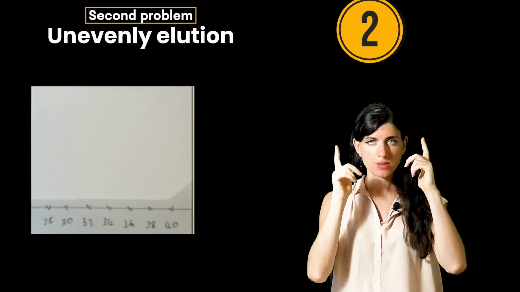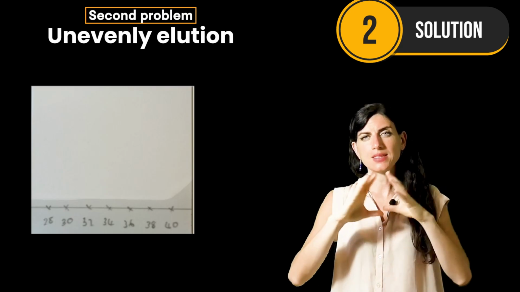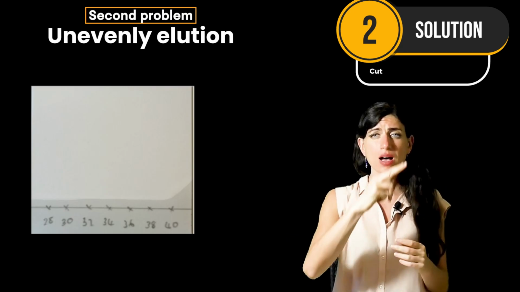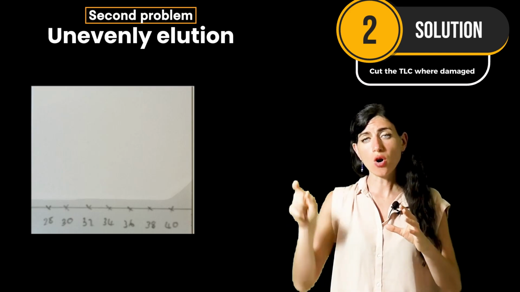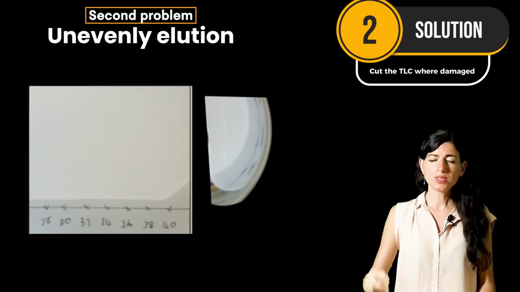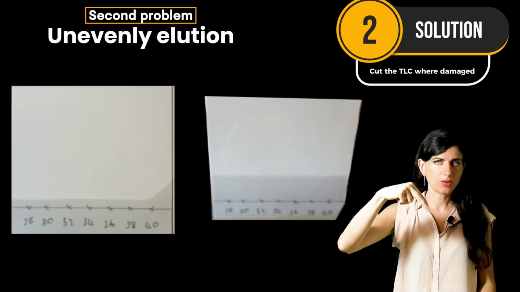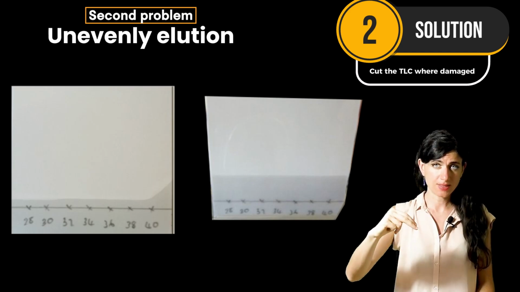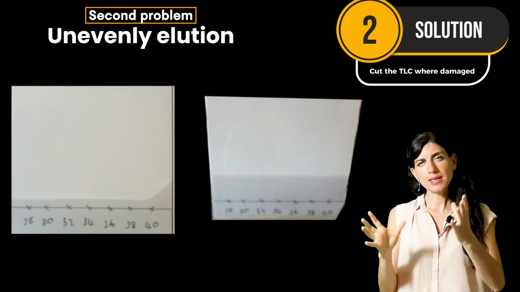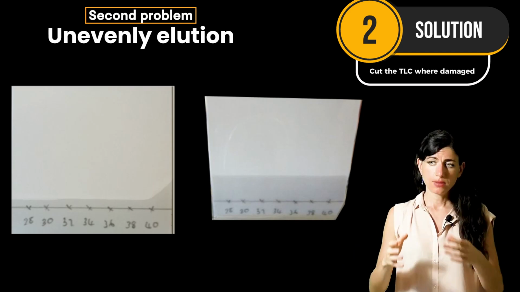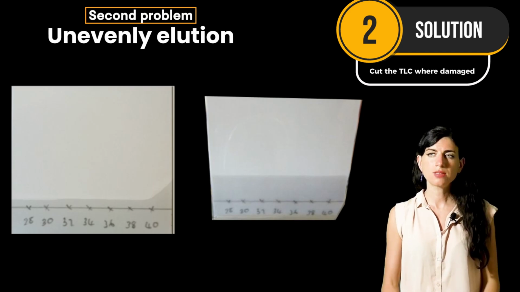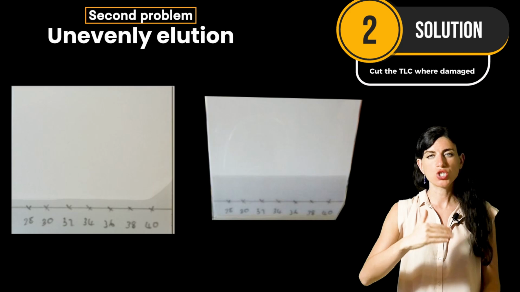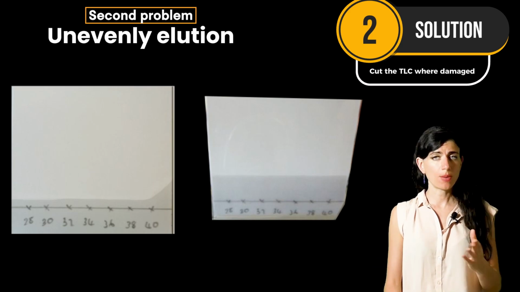You need to be smart. As soon as you notice a damaged TLC plate, cut away that area. The most common issue is damage to the corner of the TLC plate. So in this case, you can make a 45-degree cut at the corner of the TLC plate. In this way, you get rid of the chipped silica gel that causes the solvent to elute unevenly. So definitely eliminate the part of the silica which is damaged to solve this problem with the solvent.